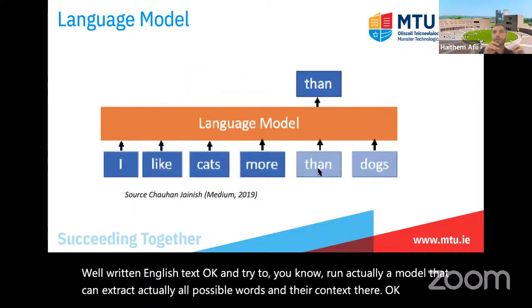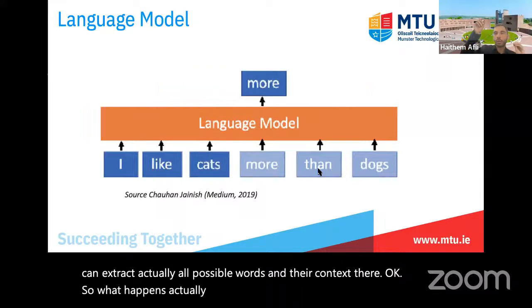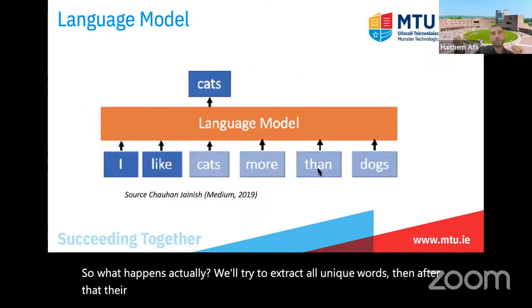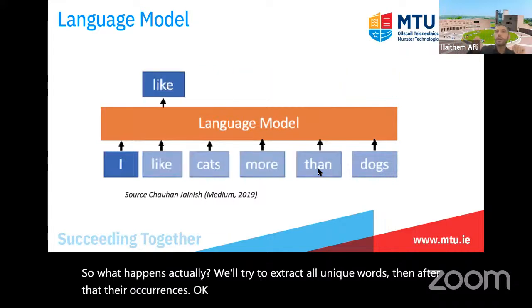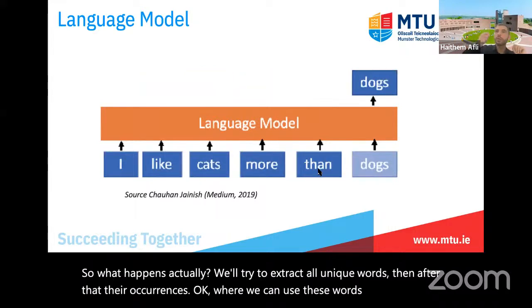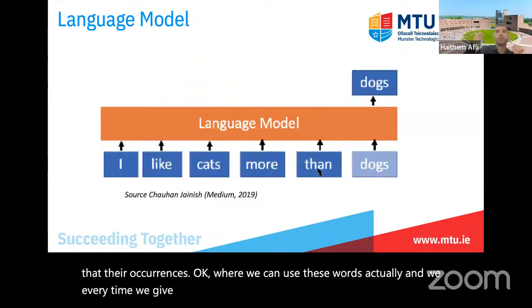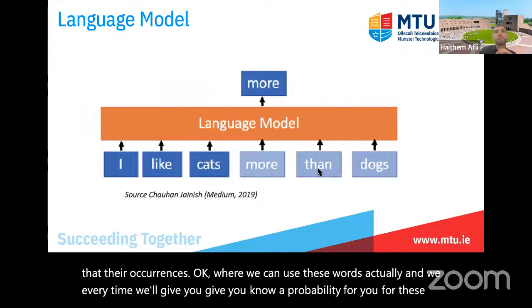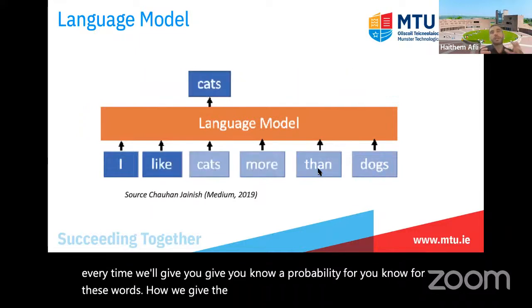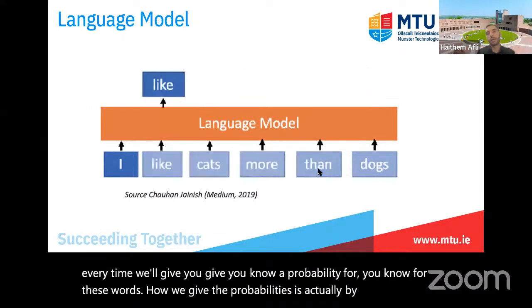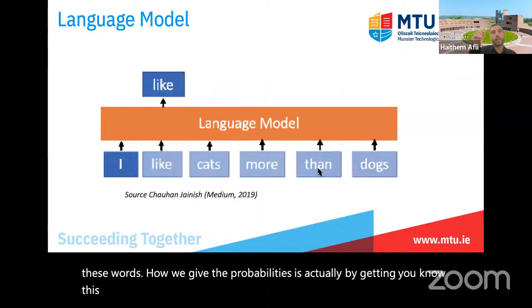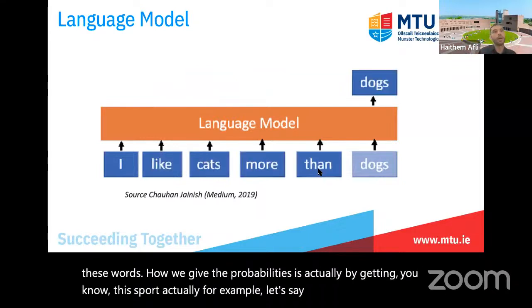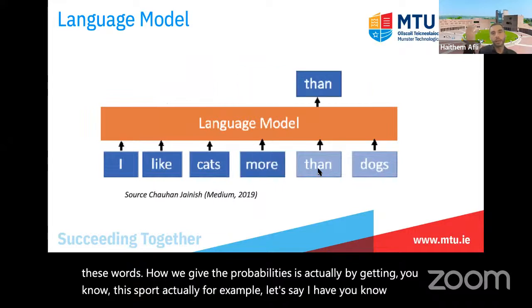Okay, so what happens is we extract all unique words, then their occurrences, where we can use these words, and every time we give a probability for these words. How we give the probabilities is by taking a word. For example, let's say I have "train".